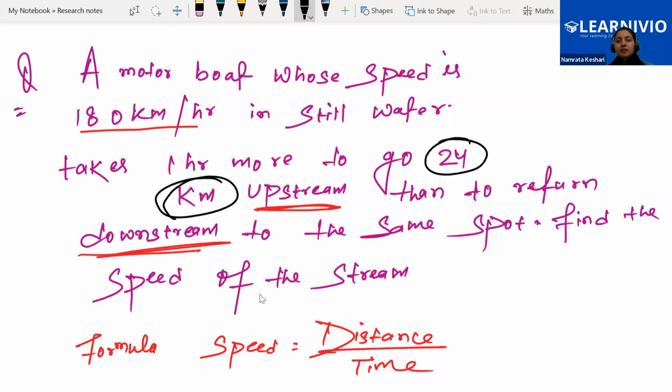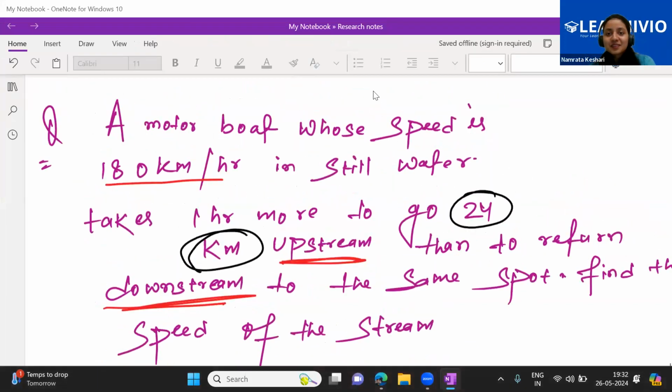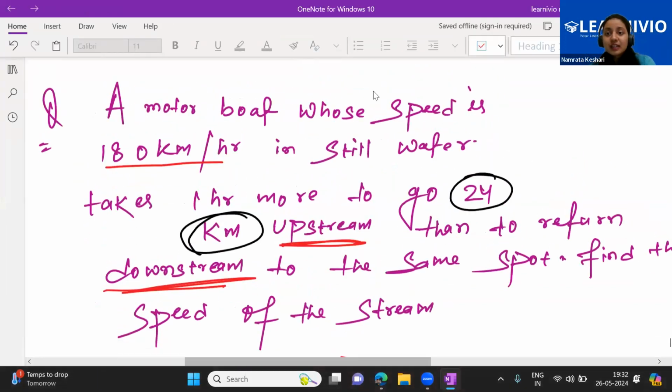Yes. Getting it? Who asked? Are you getting it? Yes, everyone is getting it, that there is a gap, a difference of 1 hour.